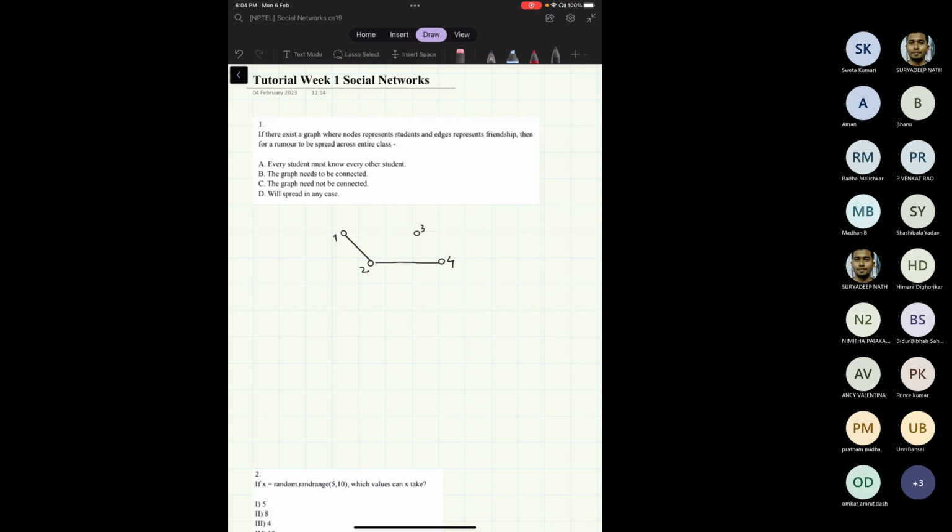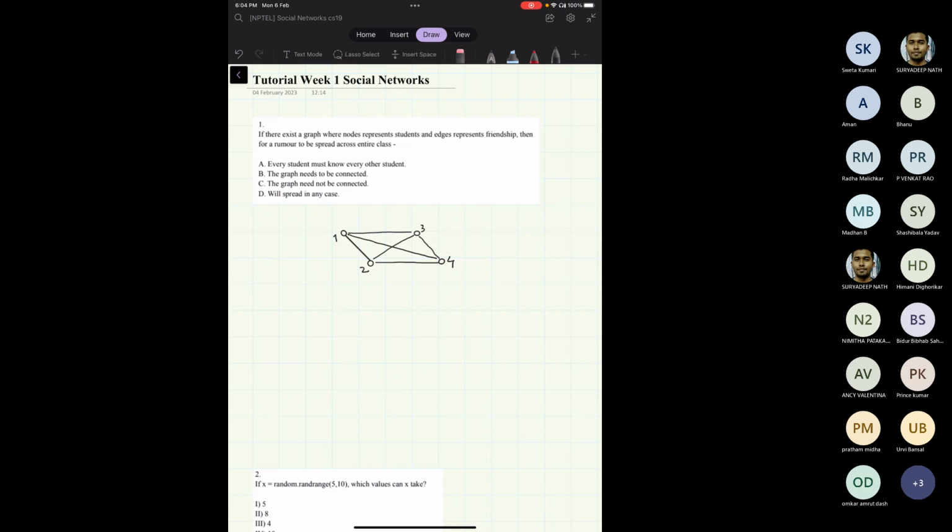Now let us analyze these 4 options. So first option, every student must know every other student. So in this case, it is possible that the rumor can spread because there exists an edge between any two nodes in the graph. So if we consider this same graph, it will be something like this. So everyone knows everyone, so for obvious reasons, the information is easy to spread.